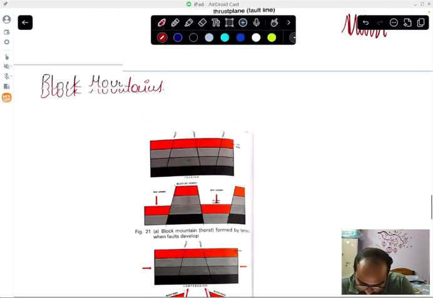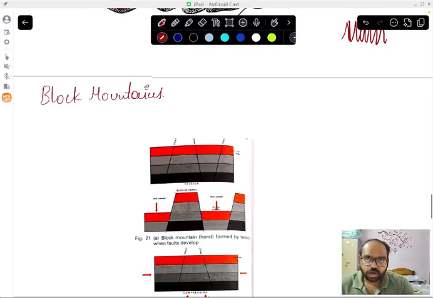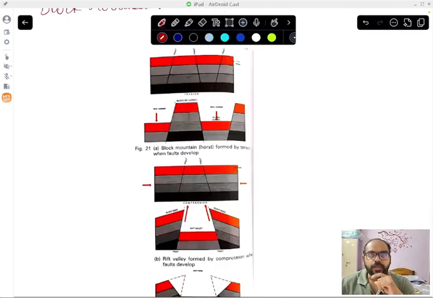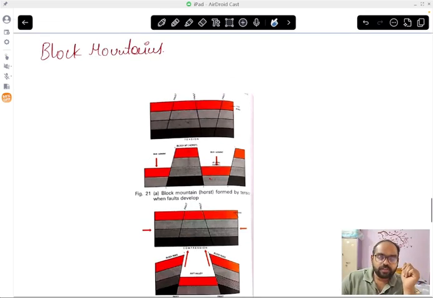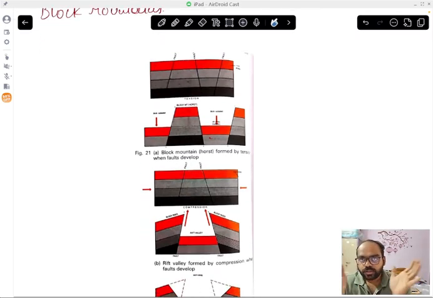Okay, block mountains. What happens in a block mountain? While we were studying divergence boundaries, we said that due to divergence, block mountains are formed. Block mountains can also be formed through convergence. Okay, how, we will see now.